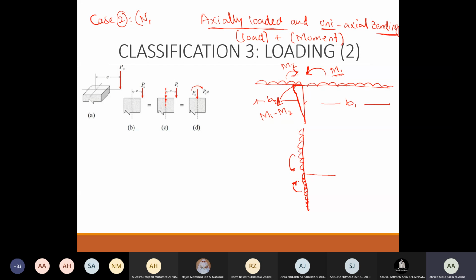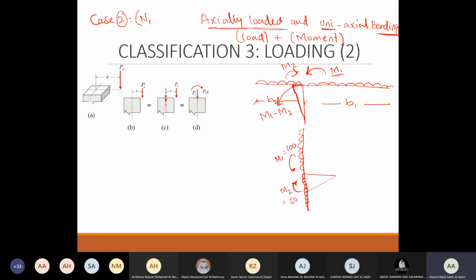Okay, let's say that this M is M1 and this is M2. This M1 is 100, for example, and this one is M2, so for example, 50. So you will see that this column is going to lean to the side of 100. The 100 is greater than 50, so it's going to push your column.